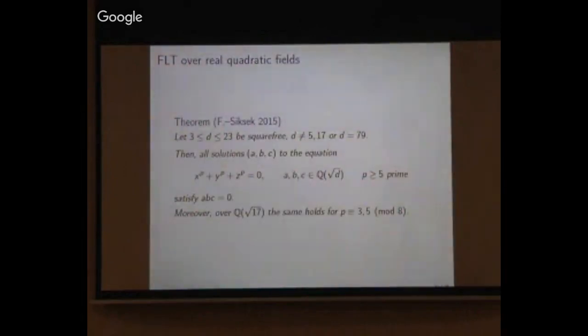And we have done that for a few more fields, and we have proved the following theorem. If D is a square-free integer between 3 and 23, different from 5 or 17, or D is 79, then every solution to Fermat's Last Theorem over the field Q(√D) for exponents at least 5 must satisfy A times B times C equals 0. And as I've shown you, over the field Q(√17), the same holds if we assume further that p is congruent to 3 or 5 modulo 8.